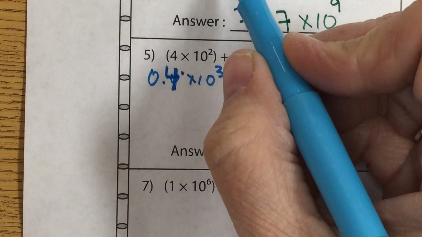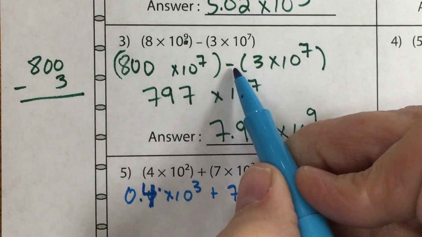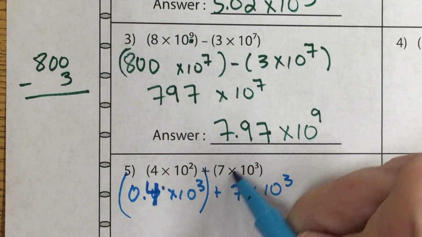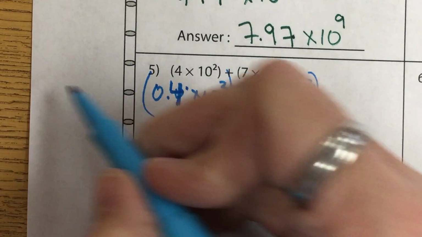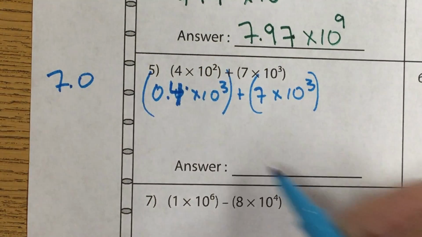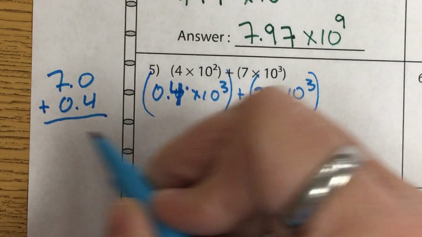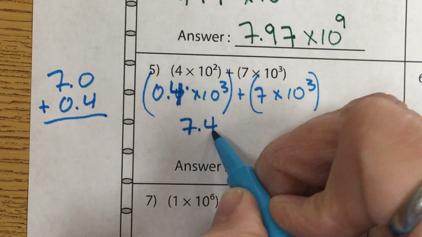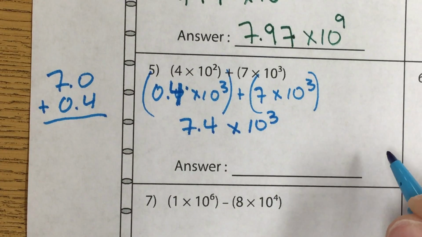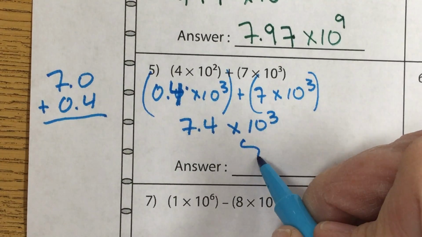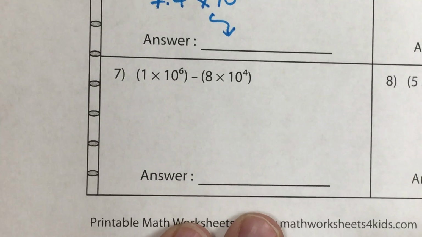Now why are you asking up here why I left the parentheses and down here I didn't? Because subtraction is kind of weird, but I'll do this just for you. Now I line up my decimals, so I have 7.0, and I line it up with 0.4. And I add those together, and hopefully you know that you get 7.4 times 10 to the 3rd power. And that is our answer, so we're just going to come down here and put that answer over here.